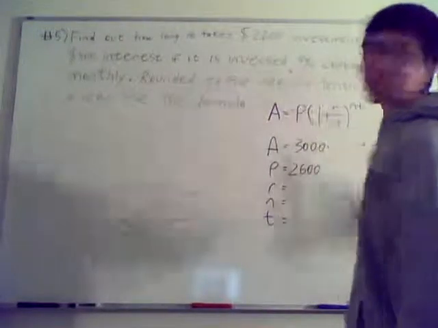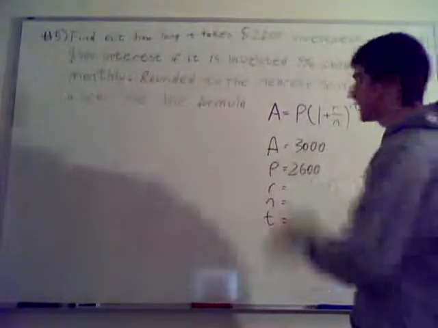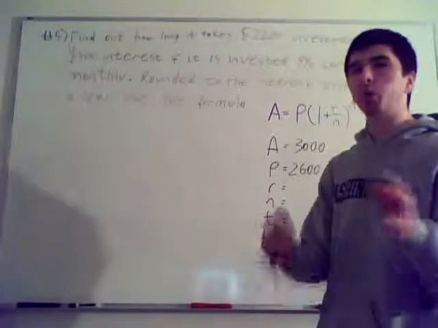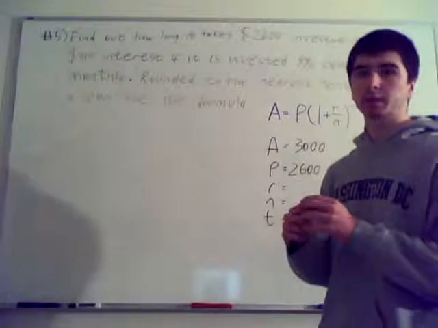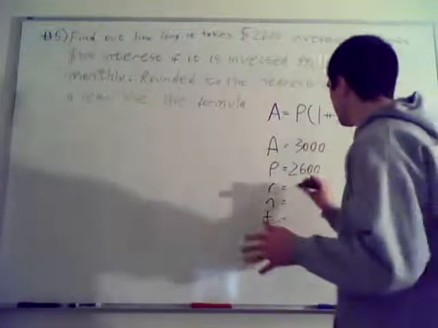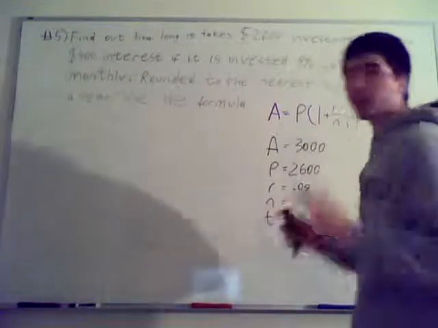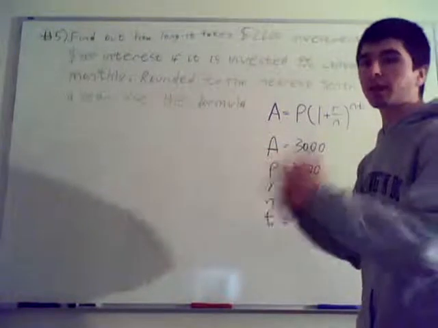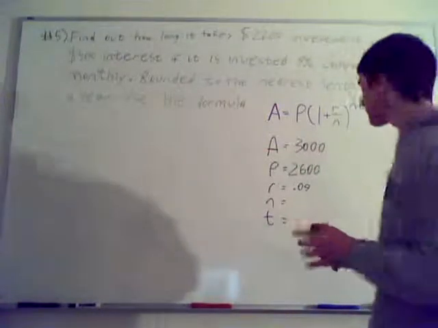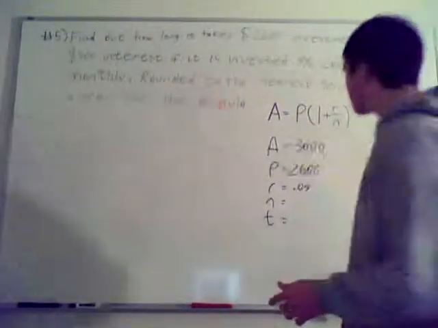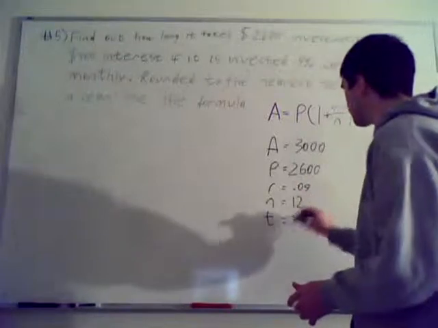Your R, it says, is 9%. Now, when you do percentages, you can't write 9. 9% means 9 over 100, which is 0.09. So percent is converted to a over-100 system. N, compounded monthly: there are 12 months in a year, so N is 12, and T is what you're trying to find.